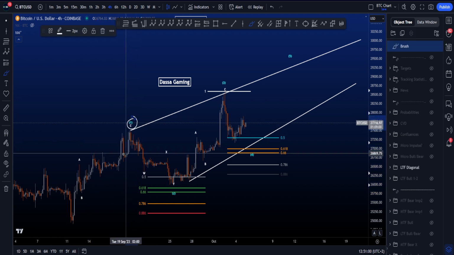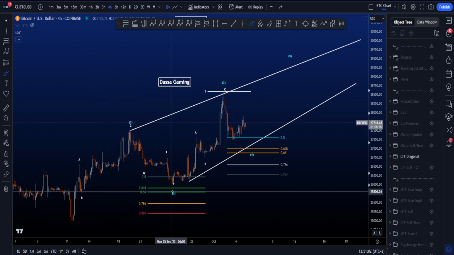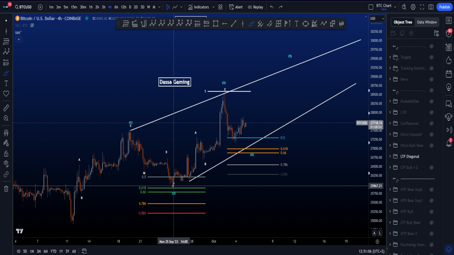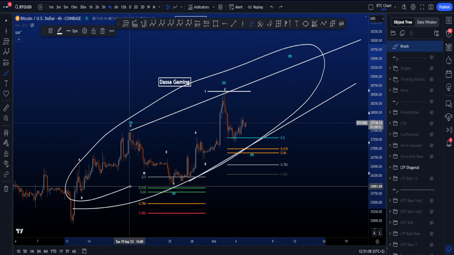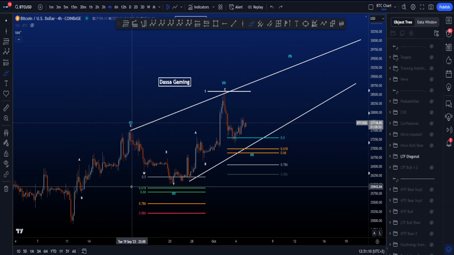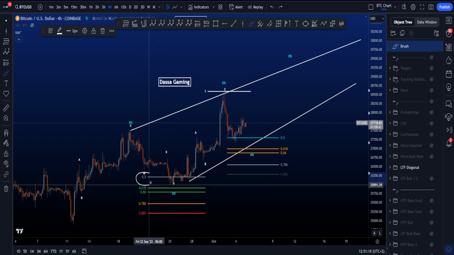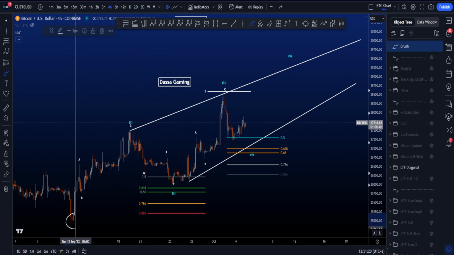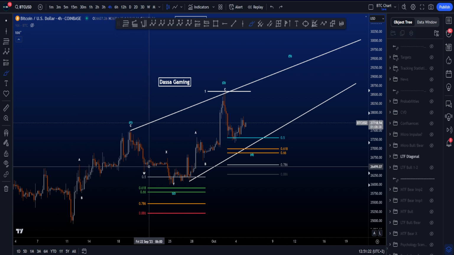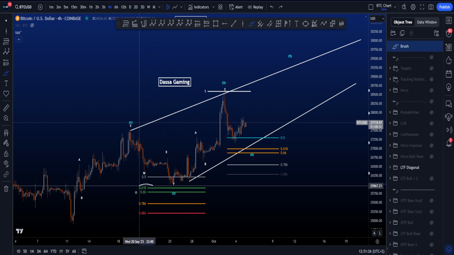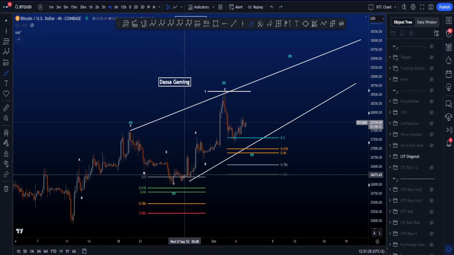So we have a wave 1 being a zigzag, ABC. Wave 2 is a double zigzag, WXY, which is possible. All of these waves over here have to be part of the zigzag family, but that also means they can be single, double, or even triple zigzags. So wave 2 over here, double zigzag, it hit the 0.5 Fibonacci taken from the low to the high of 1, which is a little less common for a wave 2 in a diagonal. Most commonly are the golden pocket to the 0.786, but that's okay.